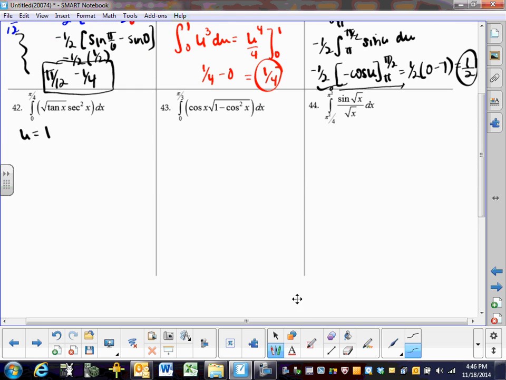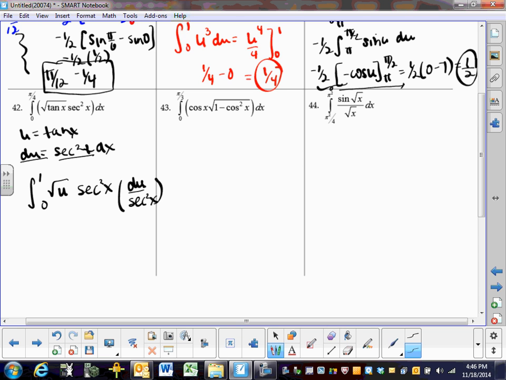For 42, u is equal to tangent x. du is equal to secant squared x dx. Changing out, tangent of 0 is 0. Tangent of pi over 4 is 1. We have square root of u. Secant squared x dx is going to be du over secant squared x. So I have u to the 3 halves divided by 3 halves from 0 to 1, which makes this 2/3 times 1 minus 0, so just 2/3.